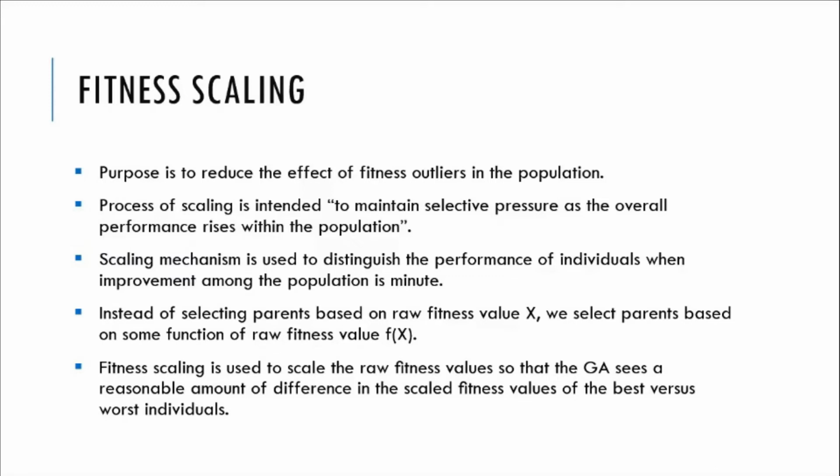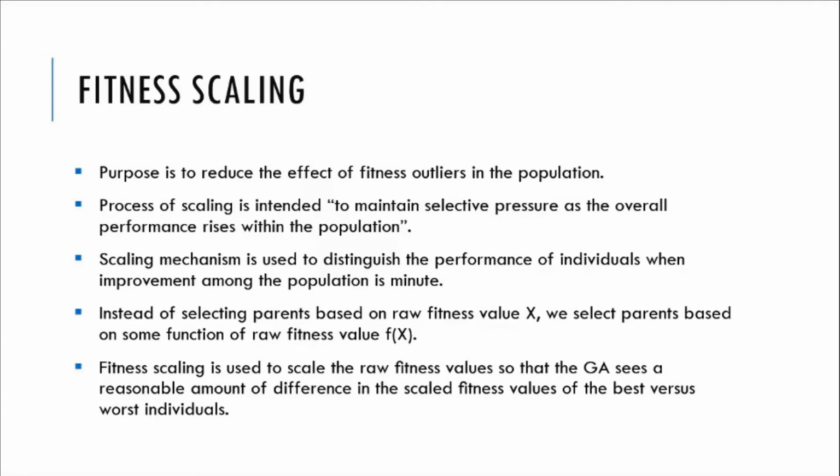So in order to maintain the selection pressure in that particular condition, or to keep the selection pressure constant throughout the genetic algorithm procedure, it is always better to give a fitness scaling. The fitness scaling mechanism is used to distinguish the performance of individuals when improvement among the population is minute. That is, the change in fitness values of individuals within a population is very minute. In that case, the scaling mechanism can be used.